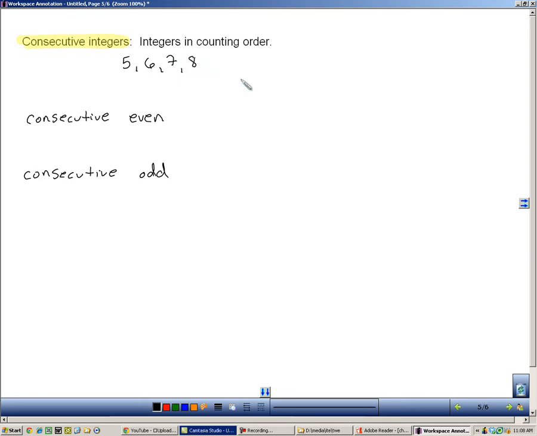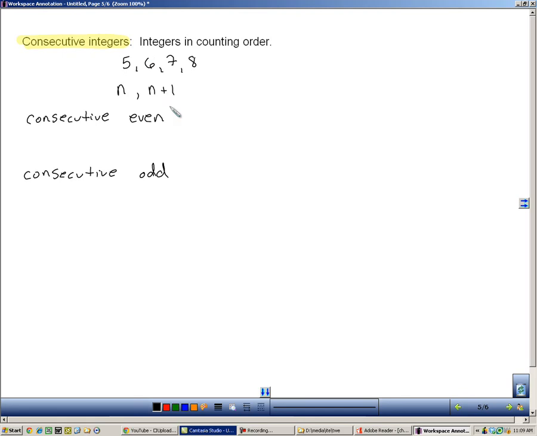Now one thing to note about those is if you're using those kind of numbers in an equation where you don't know what the numbers are, you're going to treat them as variables. And typically we treat the first one with an n, and then if you wanted to say the next consecutive integer that comes after n, well then you would add 1 to it.